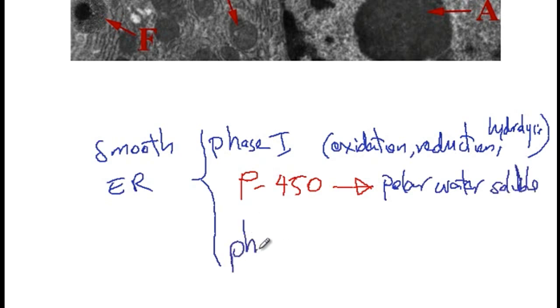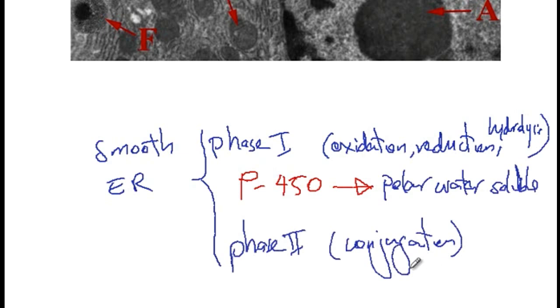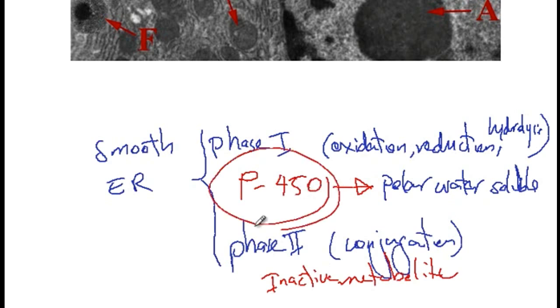And then through phase 2, these metabolites will undergo conjugation. And examples of conjugation include glucuronidation, sulfation, or acetylation. And by doing that, it will yield highly polar inactive metabolites. Now, with aging, cells become less efficient in detoxification, and it's due to the dysfunction of the P450 enzyme. So just know that with aging, phase 1 metabolism is the first to be affected.